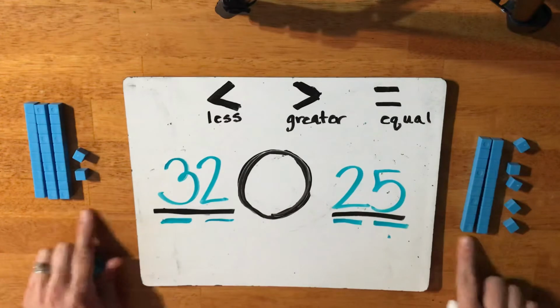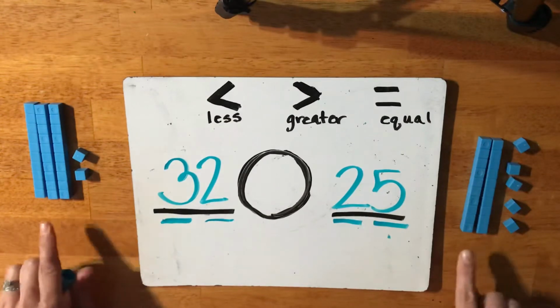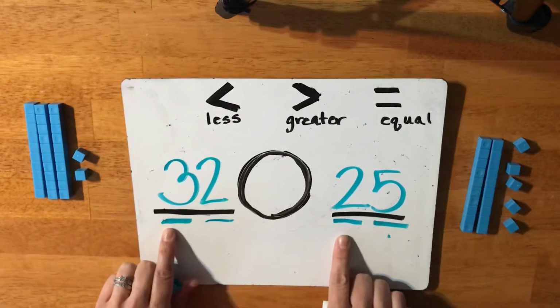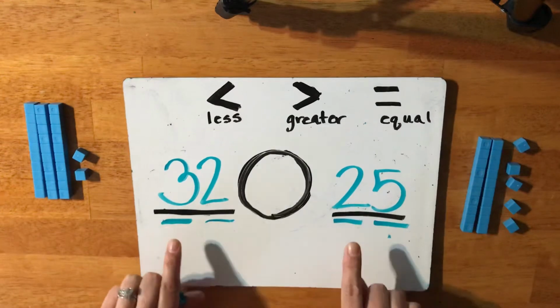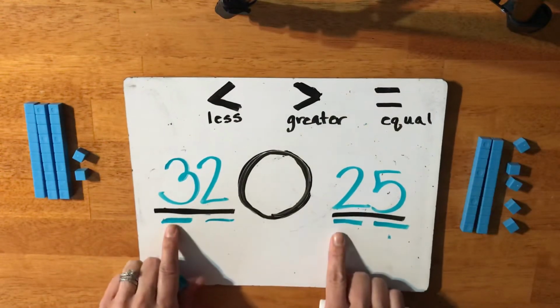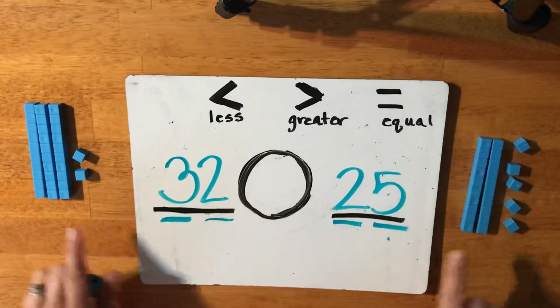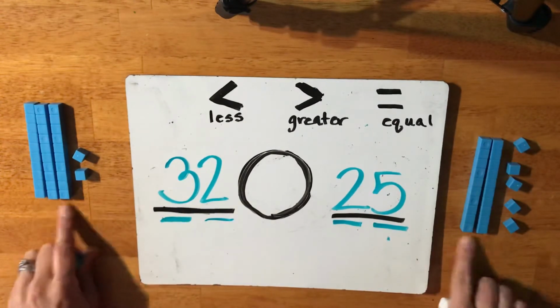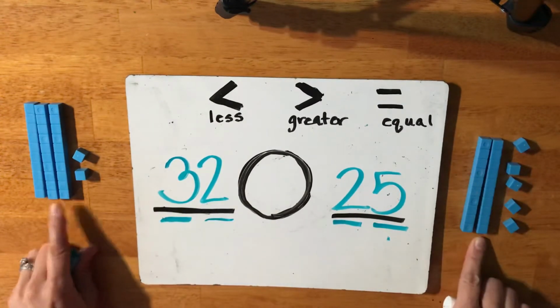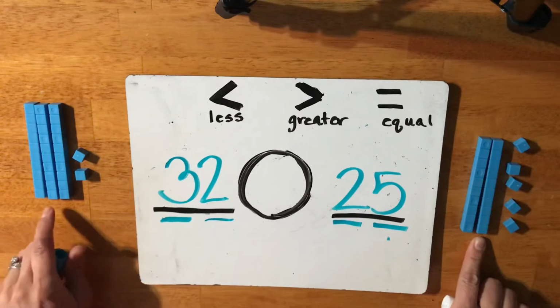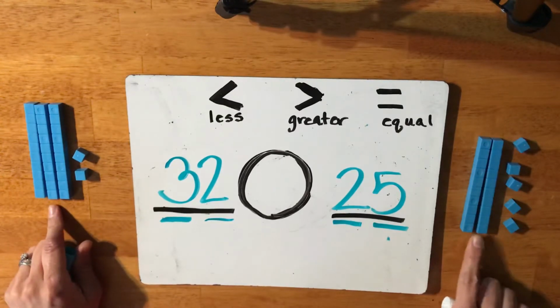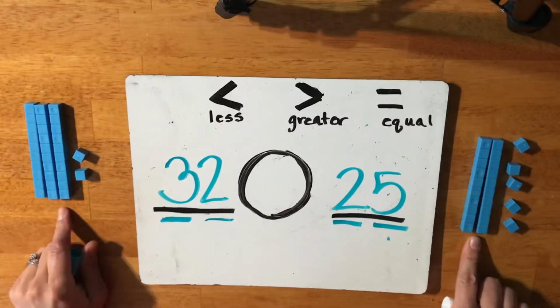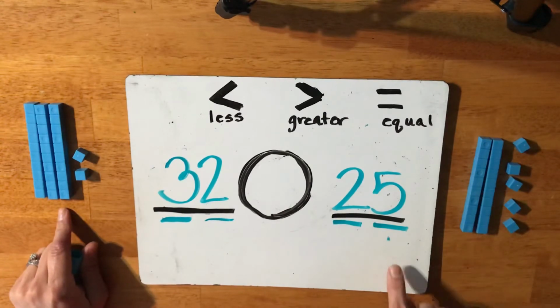Now when I look at these two numbers, I notice I'm going to start on the left side, right? The furthest place value on the left, and that's the tens. So which number has the most tens? That would be this one. There are 3 tens here and only 2 tens here, which means 32 is greater than 25.